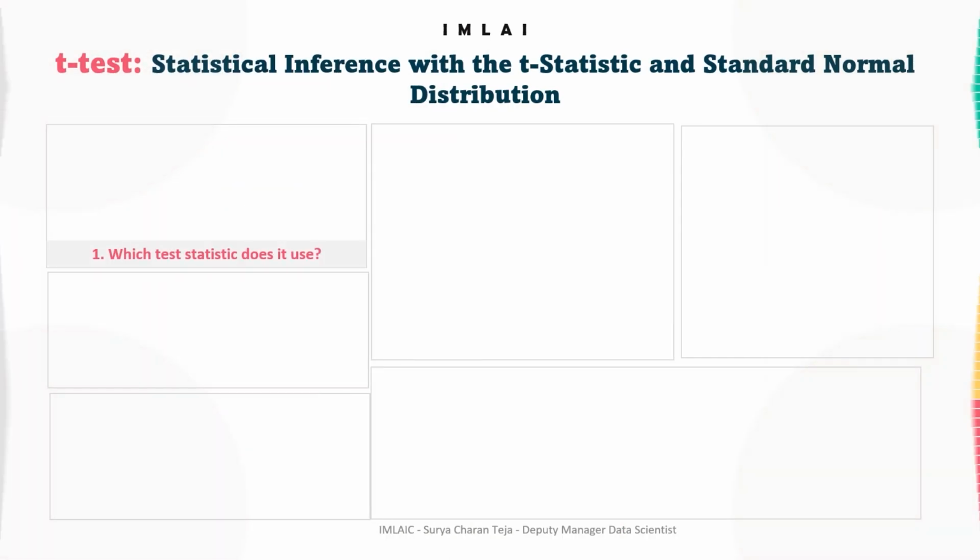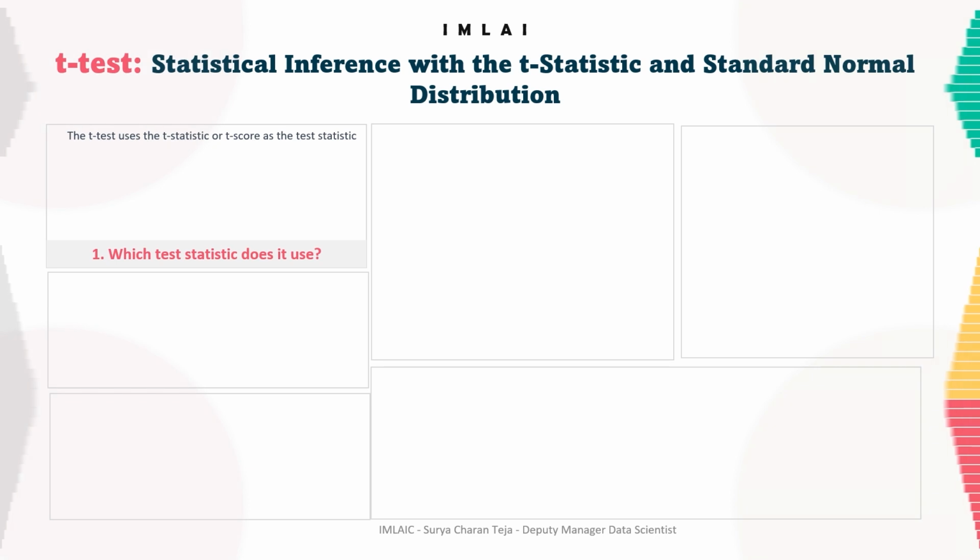So let's begin with our first question. Which test statistic does it use? The t-test uses the t-statistic as the test statistic. The t-statistic measures the difference between the sample means or proportions relative to the variability within the samples.